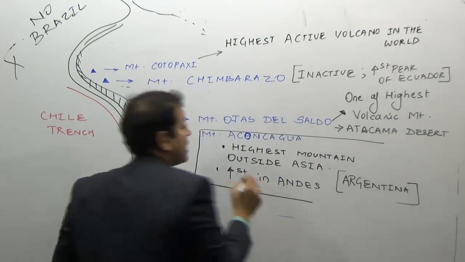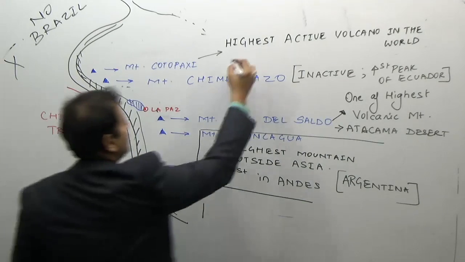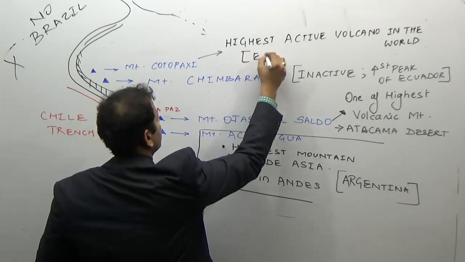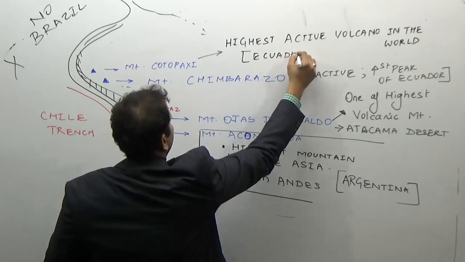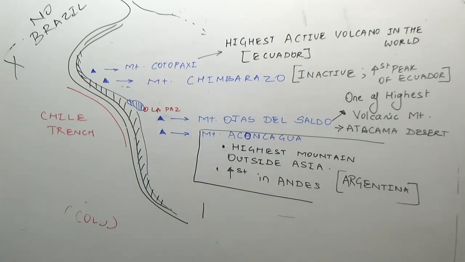It is the highest active volcano in the world. It is again located in Ecuador. Again located in Ecuador. It is the highest active volcano in the world, located in Ecuador.